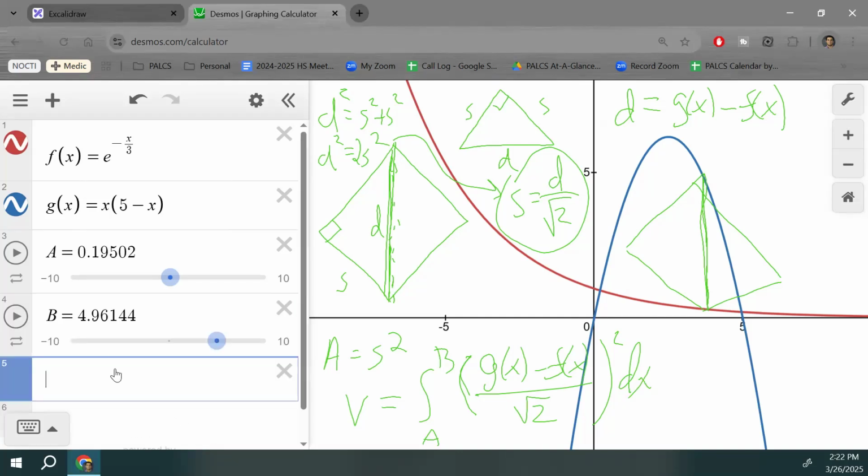Here's how we would set this up. Integral from a to b of, put our fraction in, the denominator is going to be square root 2. The numerator is g of x minus f of x. We're going to square that whole quantity, dx.